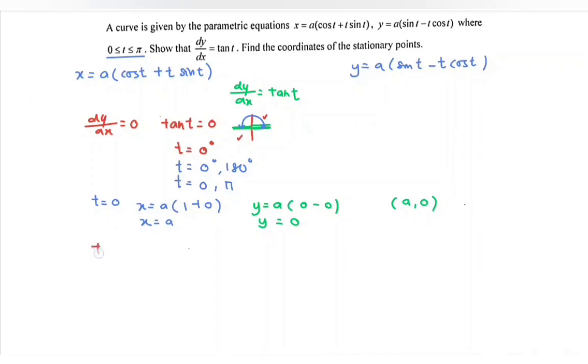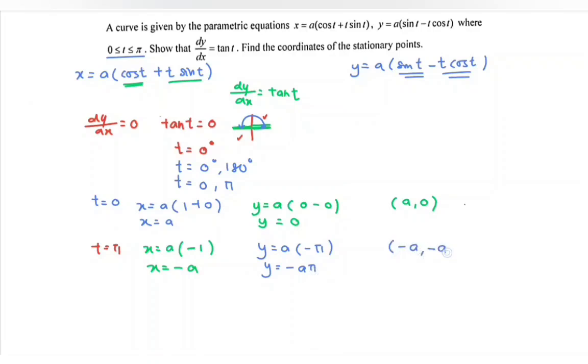If t is equal to pi, automatically x is equal to a bracket. Notice that if we substitute pi into this part and also this part, we will get negative 1. So x will be equal to negative a. Continue, for the y, here we have a. If we substitute pi here and also this part, automatically we will have negative pi. So y will be equal to negative a pi. So the stationary point would be (negative a, negative a pi). So both of these are stationary points.